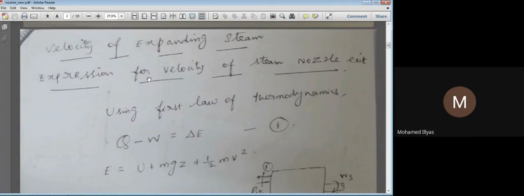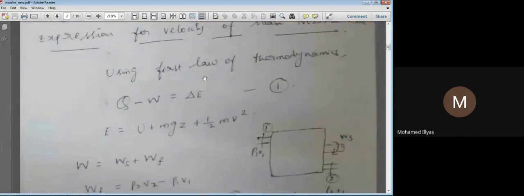For that, we are going to use the first law of thermodynamics. I think you might have studied it. It says that when I supply heat to a system, it will do some work, and some energy will be stored in the system. So all the heat will not be converted into work. Some energy will be stored in the system. That energy is called total energy.